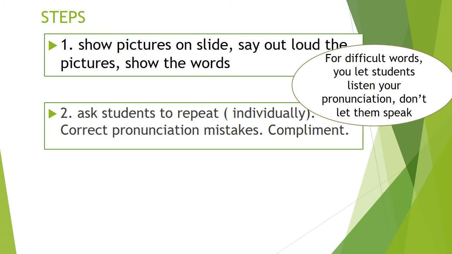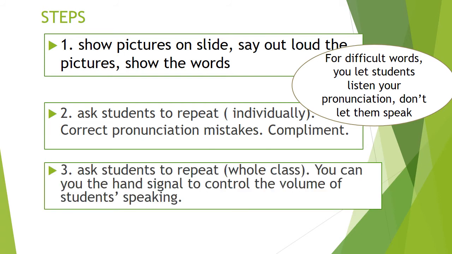And next step, number 3, after you ask students to repeat individually, you ask students to repeat as the whole class, okay? You can use a hand signal to control the volume of the students speaking. For example, you keep your hand very low, okay? You sing with a very small voice, and then you raise your hand, and the students can have a higher volume of voice, okay?